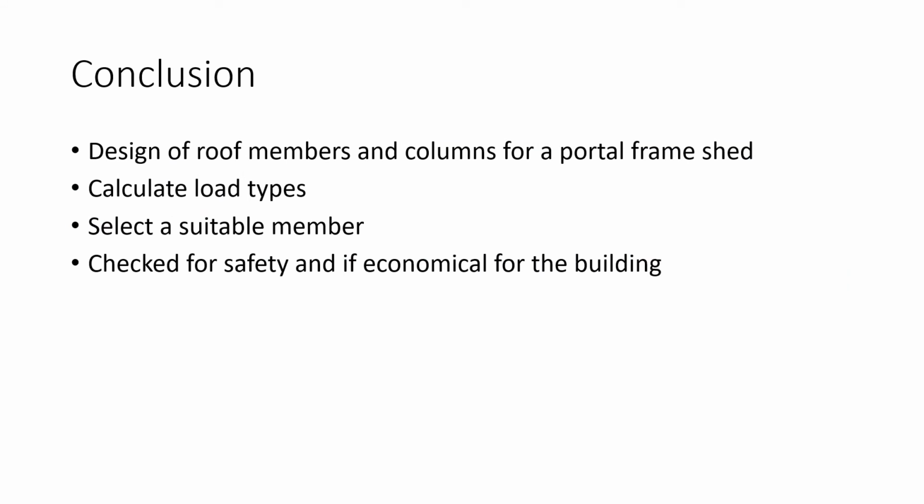In conclusion, this project involved the design of roof members and columns for a portal frame shed. To design each item, we had to calculate the dead load, live load, and wind loads. Then used the result of all of these to select a suitable member from the capacity tables. This would need to be checked for safety and if the selection is economical for the building. If not, the member would need to be changed and then checked again until a safe and economical member was found.